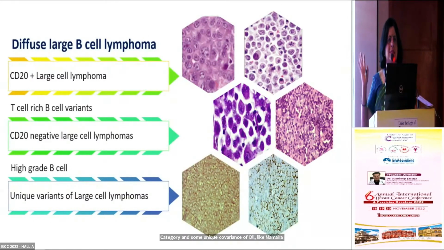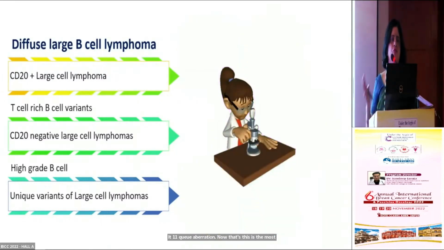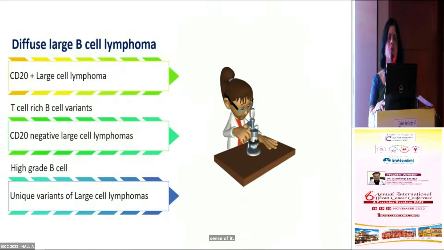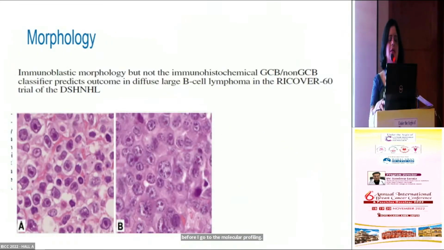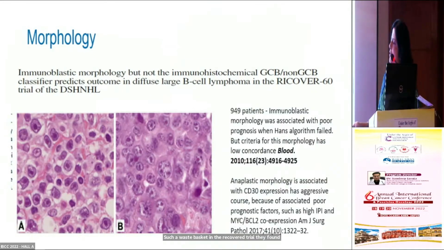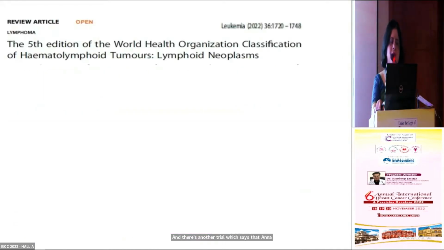Now, this is the most common lymphoma in all of our practice, yet I think morphology is a dead end. If I look at a breast cancer, I can make some sense of it, but in lymphomas, DLBCL, I cannot make sense of it. Before I go to molecular profiling, a little bit about morphology, that it's not such a waste basket. In the REMoDL-B trial, they found that the immunoblastic morphology was associated with a poor prognosis. And there's another trial which says that anaplastic DLBCLs with CD30 expression behave badly.